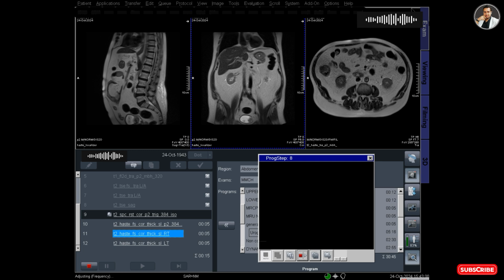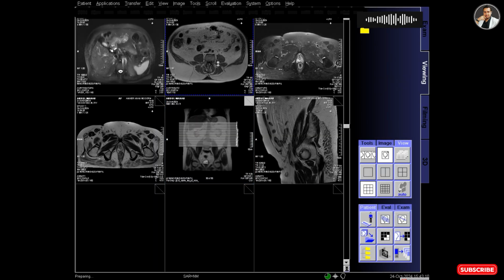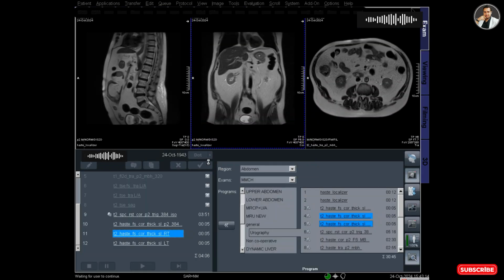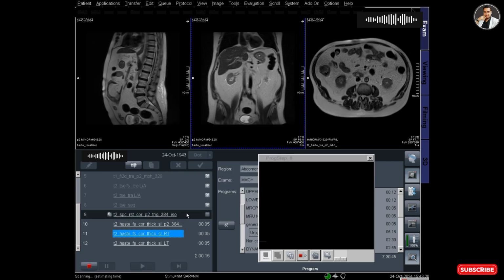So now the 3D sequence is running. T2 space coronal trigger, this is a respiratory triggered protocol, and this protocol takes time, and SAR limits exceeded. Increase TR and click OK.